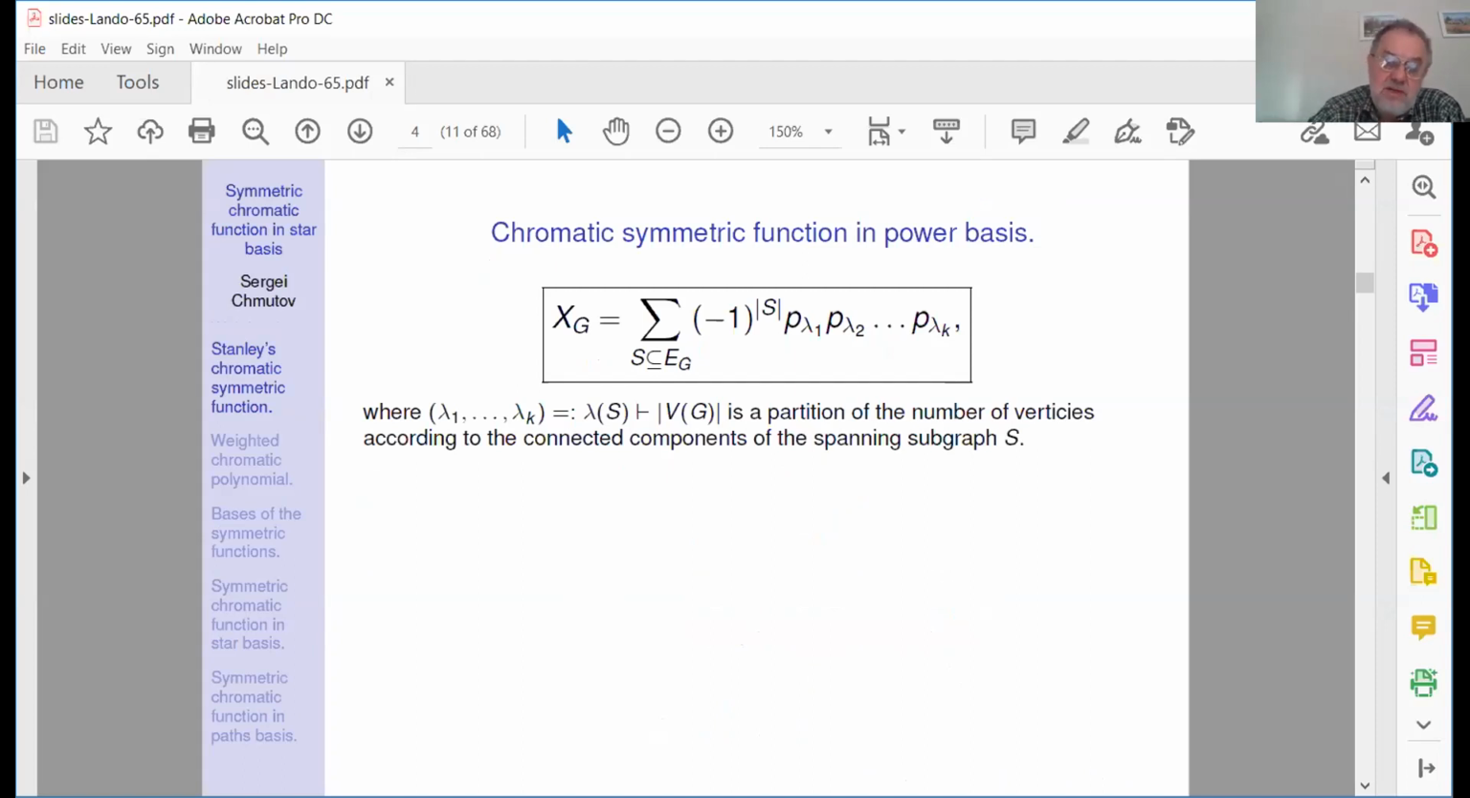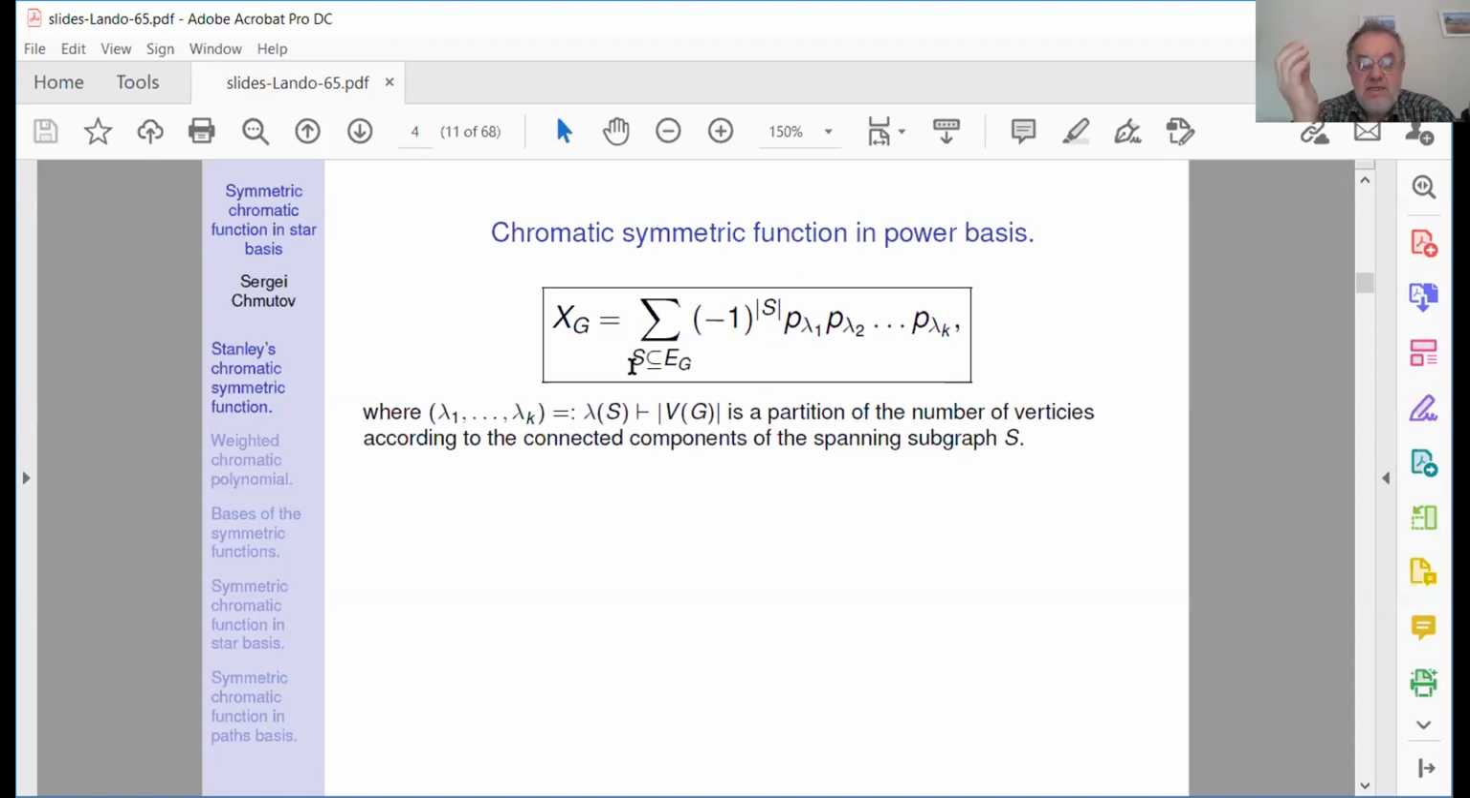So it is a sum that goes over all subsets of edges. And for the given subset, I have the sign -1 to the cardinality of that subset. And then I have this product of p's, various p's, which corresponds actually to the partition of the number of vertices of the graph. And partition works like that. I should take the spanning subgraph with S edges. For given S, I take the spanning subgraph which contains only edges from S.